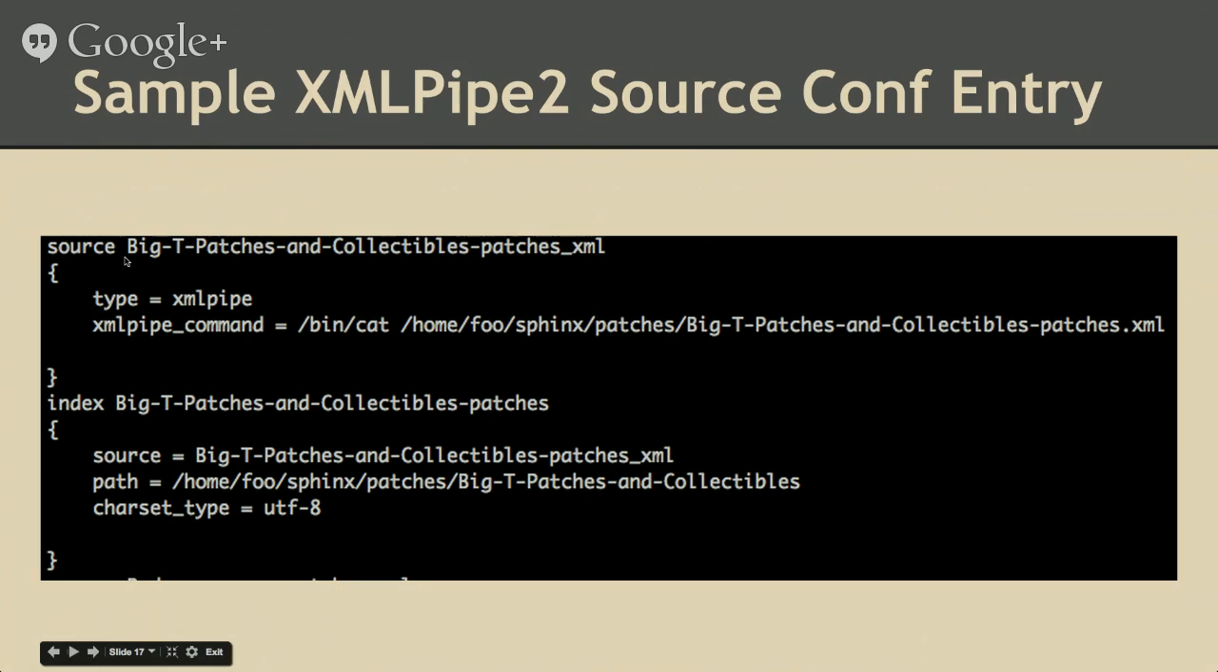And that's the source section, and then there's the index section here. Just like the index section before, I've just got a lot fewer fields. The source is just pointing to this top source section. This path is just where it dumps all of its index files. And then the character set here is UTF-8.